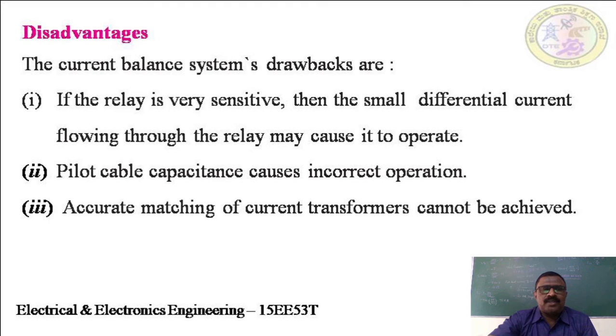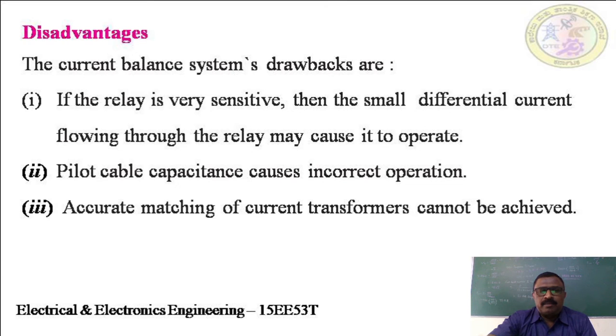So let us see if it has got a few disadvantages. The current balance system has got drawbacks. One, if the relay is sensitive, then a small differential current flowing through the relay may cause it to operate. So even for a minor fault, even for a minor difference, since it is very sensitive, the relay will be in action.